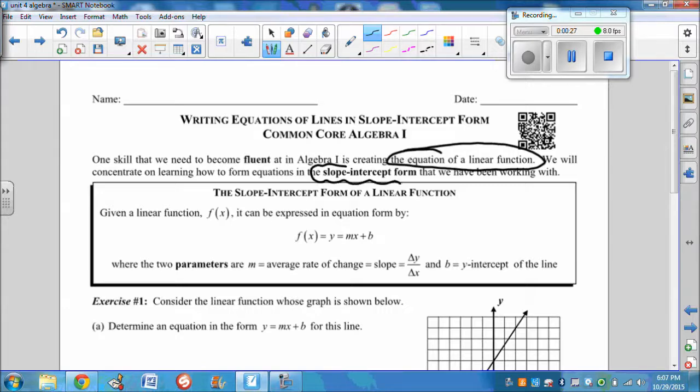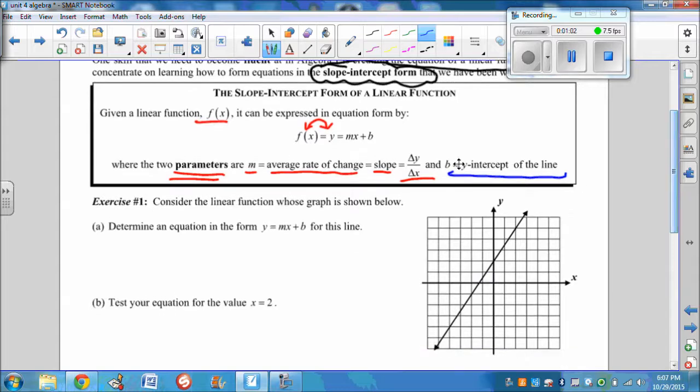The form that we're going to focus in on right now is the one that you're most familiar with, the slope-intercept form. So it says, given a linear function f of x, it can be expressed in equation form. So f of x equals y, we know that, that's just our function notation, equals mx plus b, where the two parameters are m, meaning your average rate of change or your slope or your change in y over change in x, and the second parameter is your b, or your y-intercept of the line. So two pieces of information we need in order to write an equation of a line.